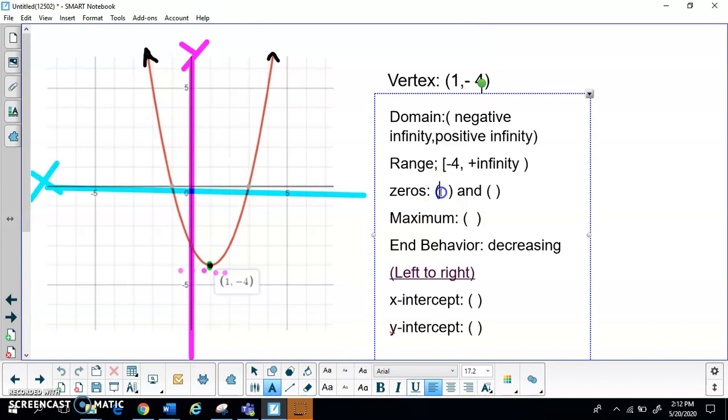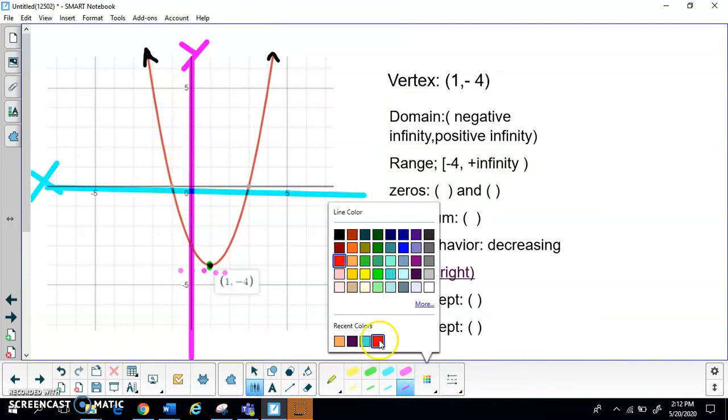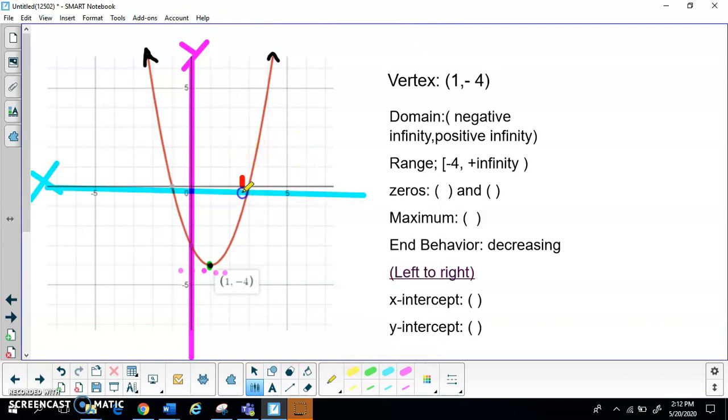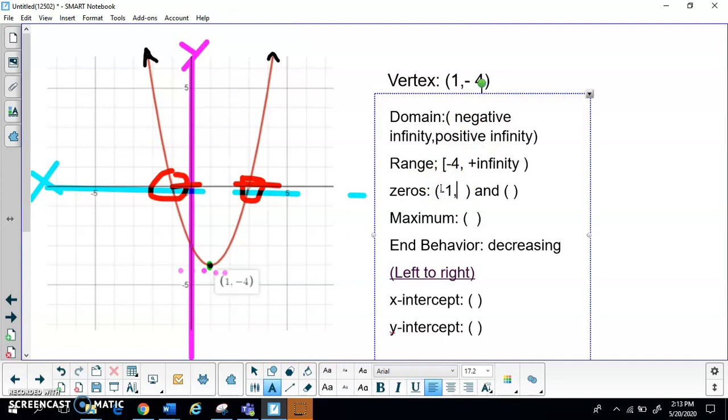Now, zeros is the same thing as what we did in the first graph a while ago. It's the intersection of your parabola and the x-axis. Let's change the color to red. In this case, we have this point right here that's -1, so you can see it better. So -1 and 0. Let's type that: -1, 0.